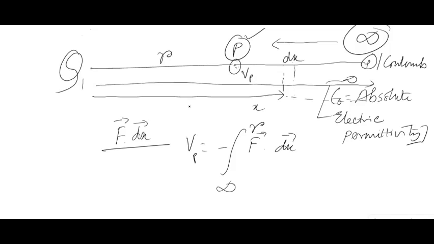So what is the definition of Vp? The amount of work done to bring a unit positive charge from infinity to a particular point in an electric field, that amount of work done is called the electric potential of that particular point.